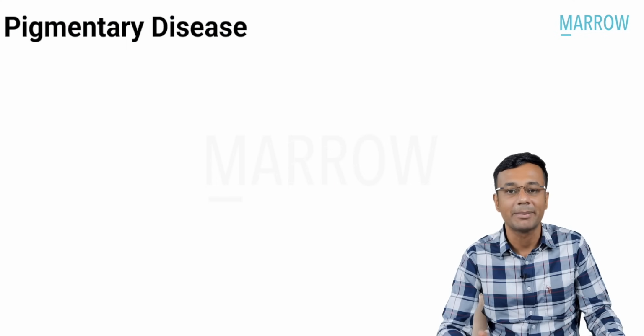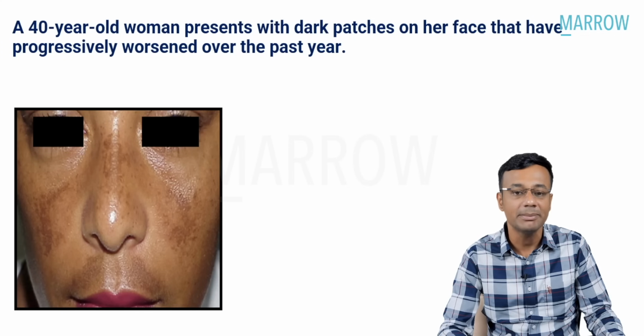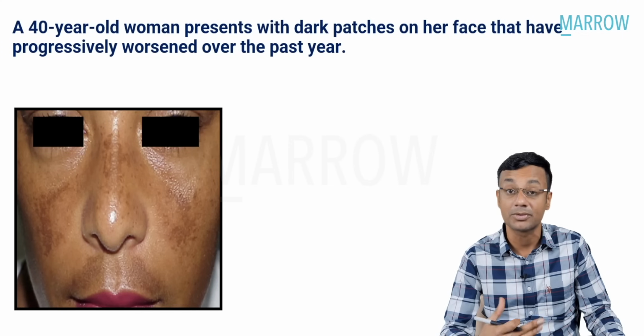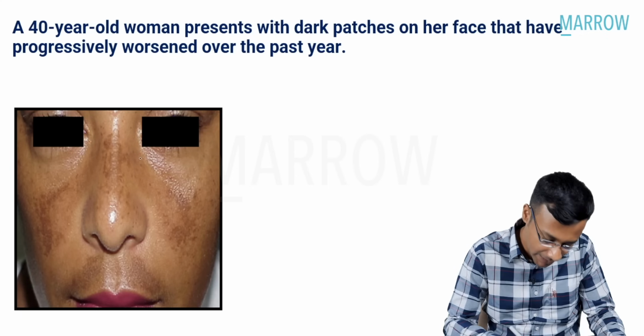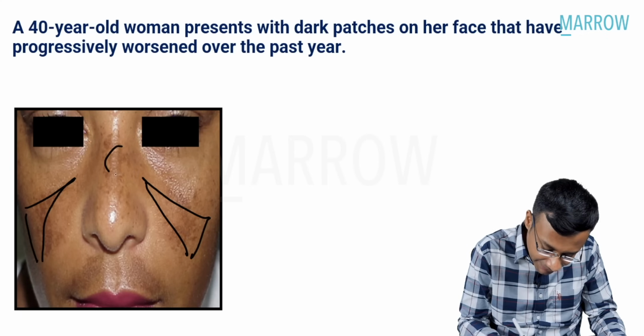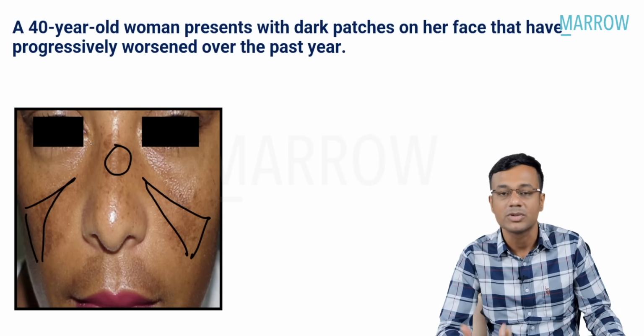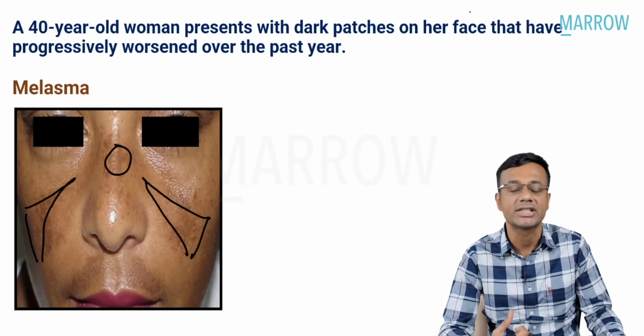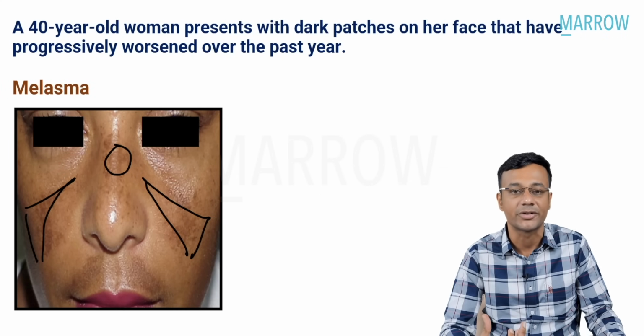Next, we move on to questions on pigmentary disorders. A 40-year-old woman presents with dark patches on her face that have progressively worsened over the past year. So here we can see the presence of symmetric hyperpigmented macules, which are distributed over the nose and the malar area. We're talking about a condition called melasma, which is an acquired disorder.